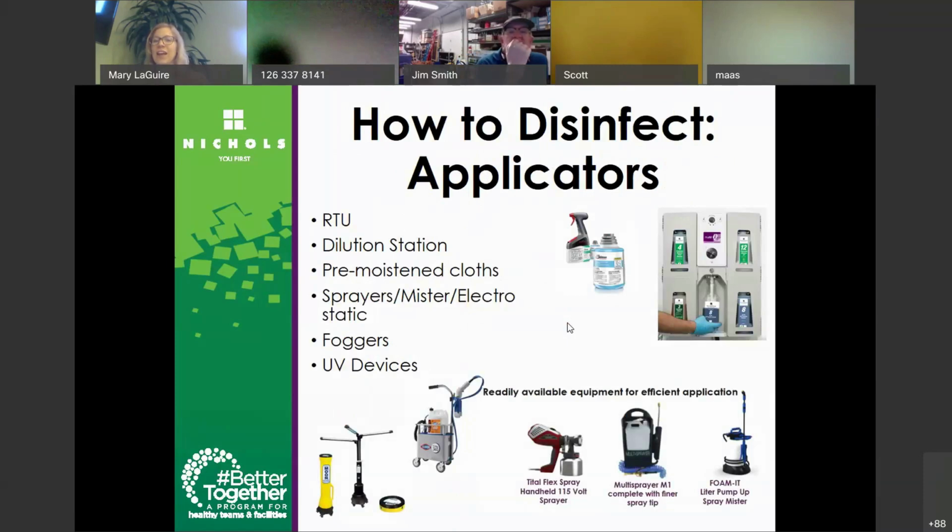How to disinfect: applicators. There's lots and lots of different applicators out there, and Glenn is going to walk us through some of them. Good afternoon, everybody.